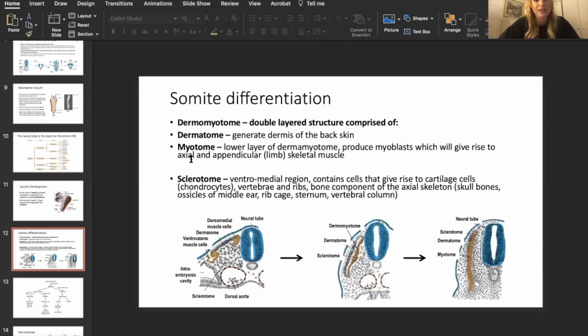So they then differentiate. Various regions of somites along the edges of the neural tube become committed to forming particular cell types. They all look identical if you were to look at them under a microscope, but depending where they are on that central axis confines them to a particular cell type. So they're transient structures, but they're absolutely essential in the development of the body plan in vertebrates.